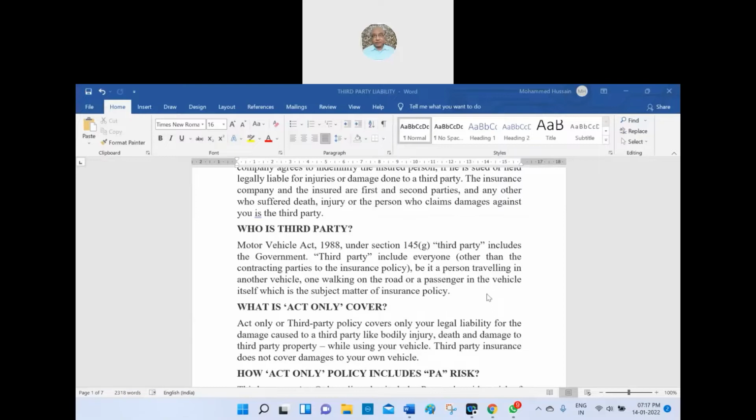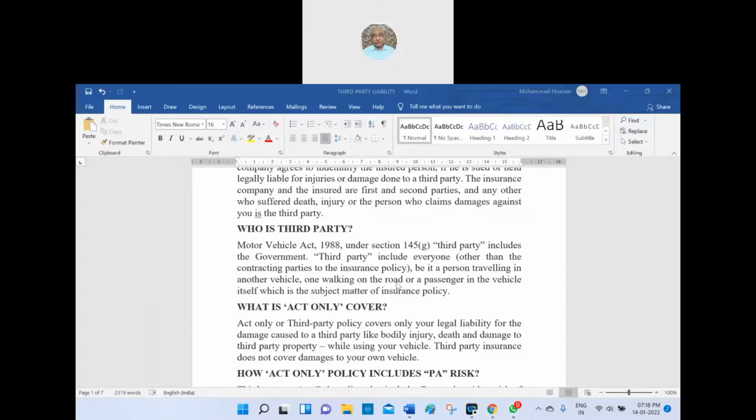He may be a person traveling in another vehicle, or a pedestrian walking on the road, or a passenger in the vehicle itself which is the subject matter of the insurance policy. Even the person traveling in the insured vehicle is said to be a third party.